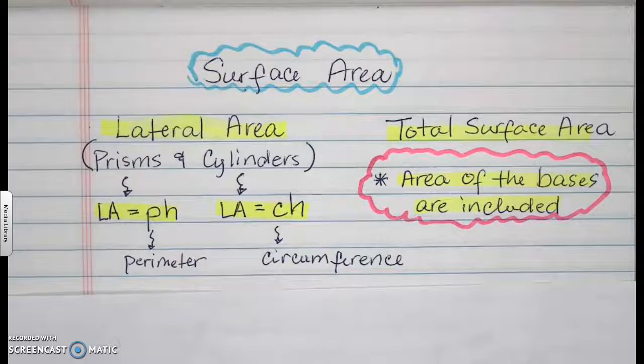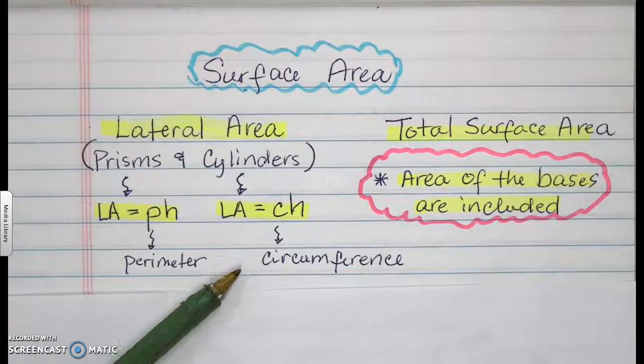Let's begin. Prisms and cylinders are clustered together in this formula because they pretty much have a very similar way to find their lateral area. The lateral area of a prism is perimeter times height. Perimeter of the base times the height. In the case of a cylinder, we know that the base is a circle, so instead of perimeter, we're going to get the circumference times the height of your solid or the height of your cylinder.